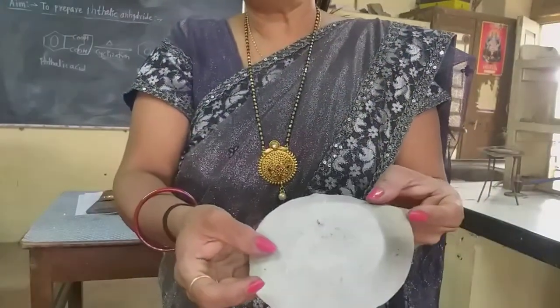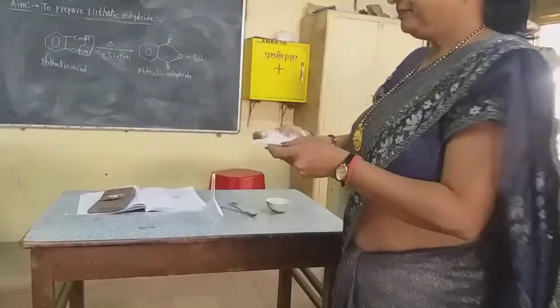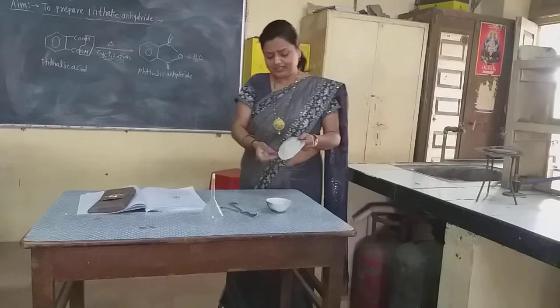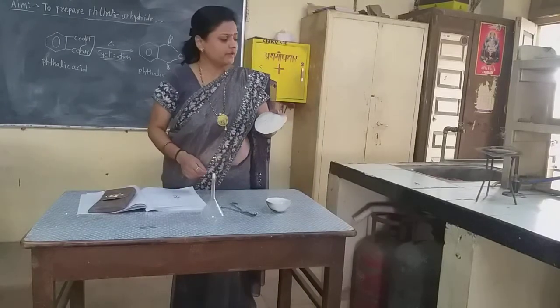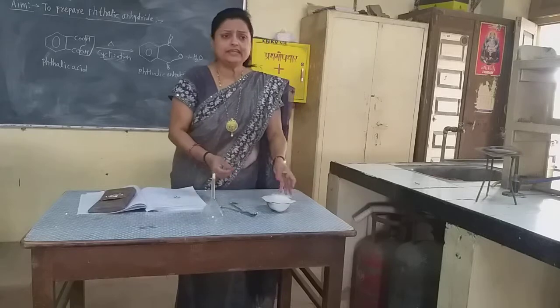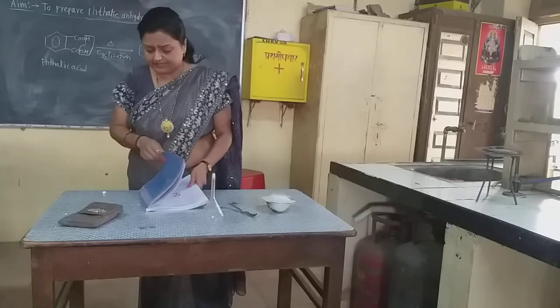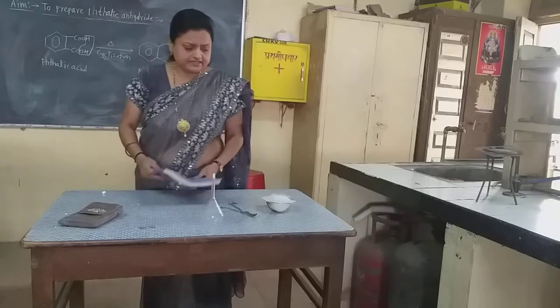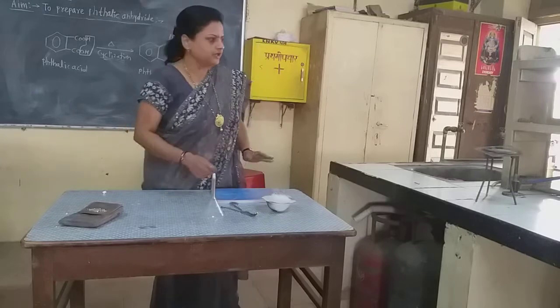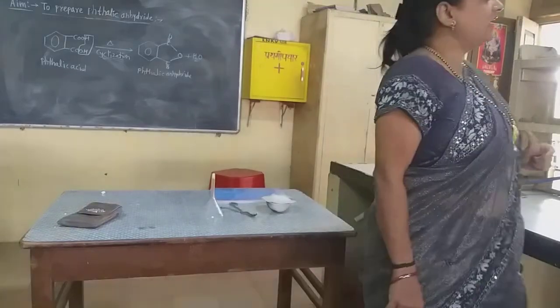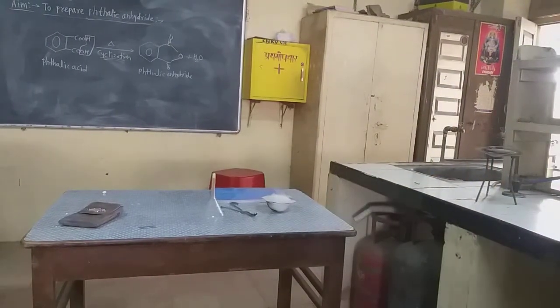Very tiny, very white colored and very beautiful crystals are formed. Then you should take a plain paper, and on that plain paper you collect these crystals of phthalic anhydride. You may take a glass rod for scratching the crystals, and you collect them, and then you weigh them on the balance. You can weigh it on the balance also.